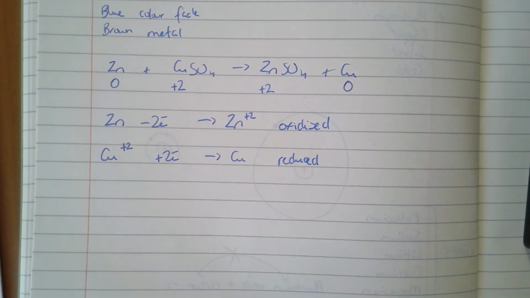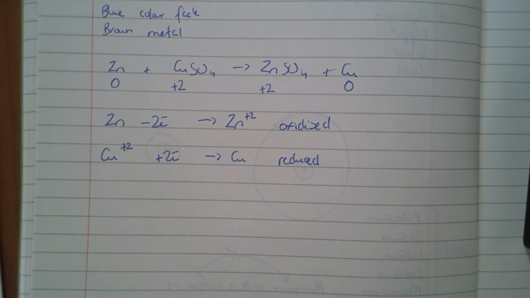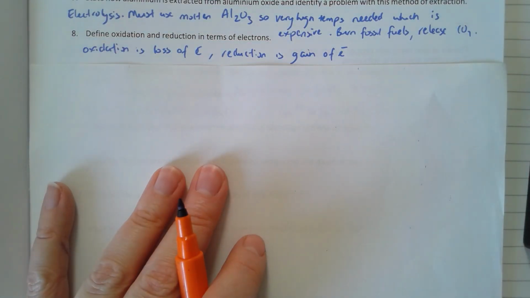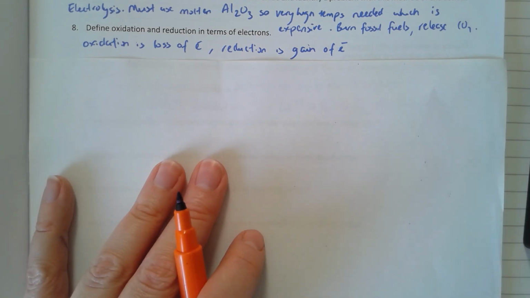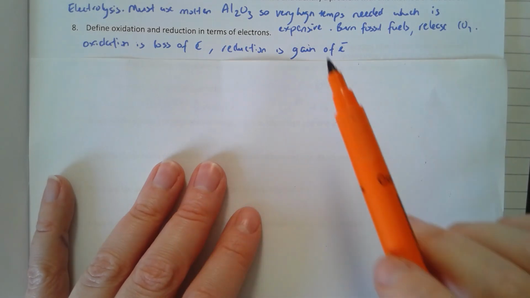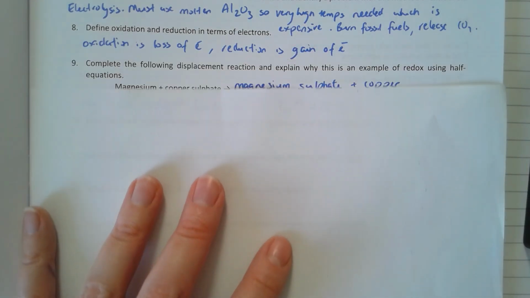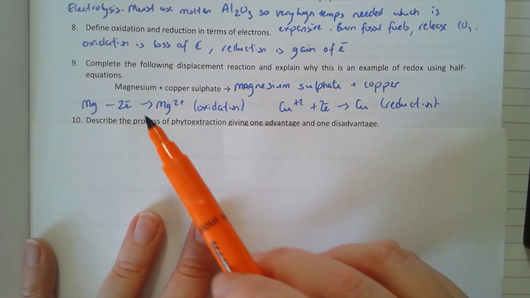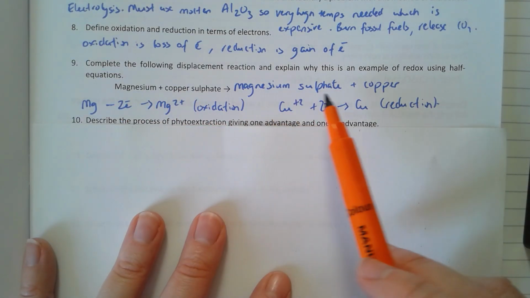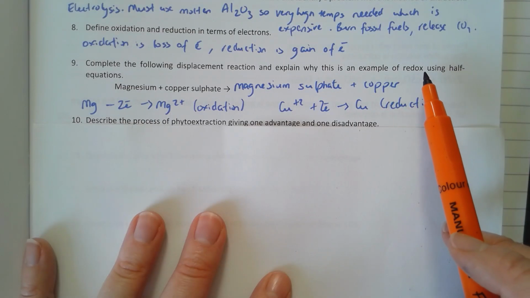Again, press pause, have a go at 8 and 9. So answers for 8. Oxidation and reduction. Oxidation is loss of electrons, reduction is gain of electrons. So you're just using OIL RIG. Just make sure you do specify you're talking about electrons. Your displacement reaction. Magnesium's more reactive than copper, so takes its place, showing that it's redox.